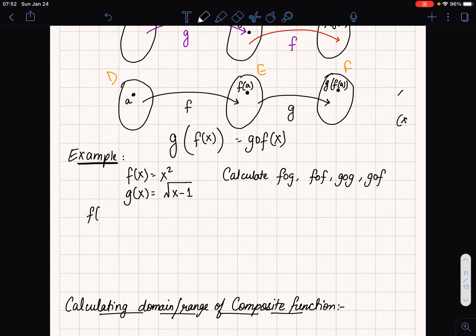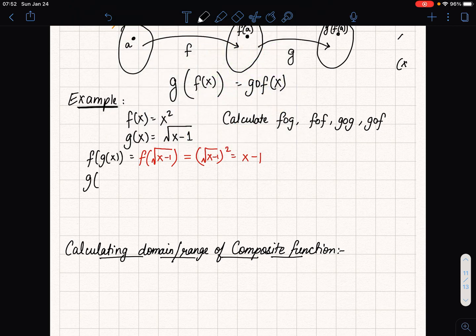First one is f of g of x. So look at f of, what is g of x? Square root x minus 1. What is f of square root x minus 1? We plug in square root x minus 1 in f of x. So we get square root x minus 1 squared, which is x minus 1.